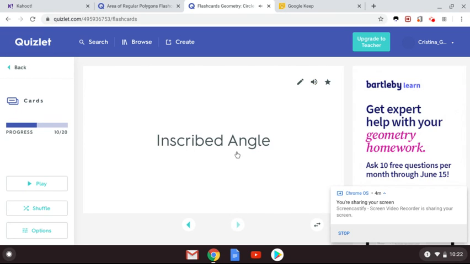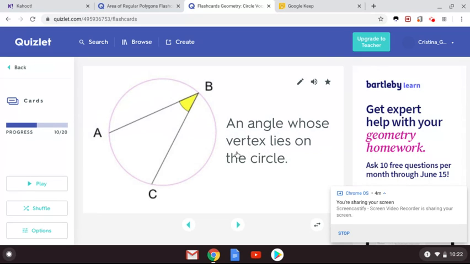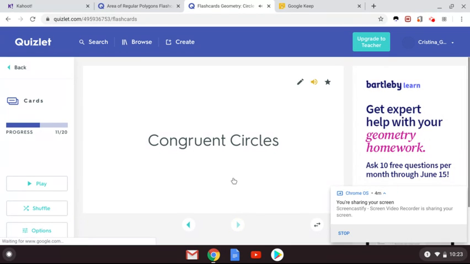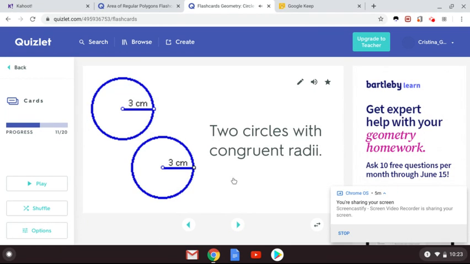Inscribed angle. This is different from the central angle. It is an angle whose vertex lies on the circle, so it's kind of like Pac-Man almost. You can see that the vertex is on the circle itself and not on the center like the other one. Congruent circles: 2 circles with congruent radii.